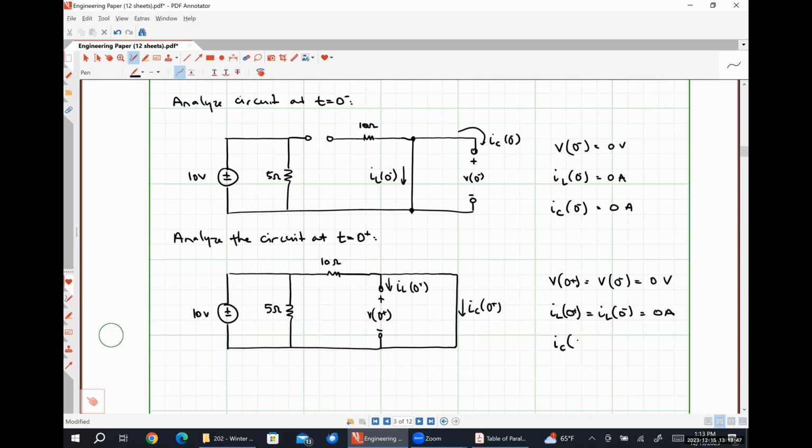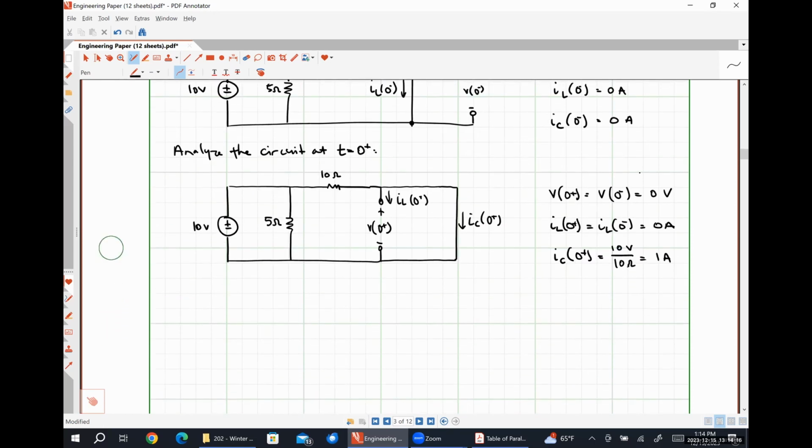The current flowing through a capacitor can change. So what do we expect that current to be? 1 amp. 10 volts divided by 10 ohms is equal to 1 amp. Absolutely right. Okay.